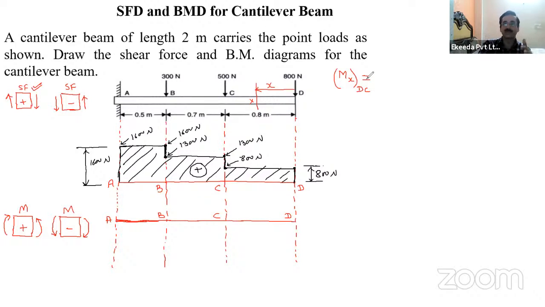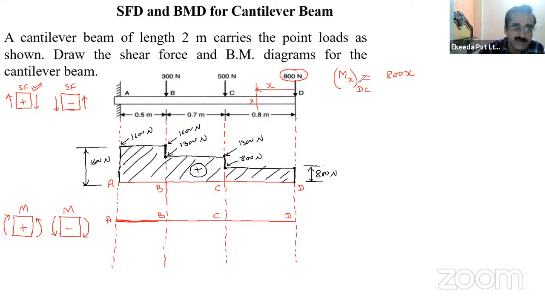So it is easy in the case of a cantilever beam to choose the free end, right? That's why we are taking it to the right of the section. To the right of the section there is only one force, 800 Newton. So the moment of 800 about X is 800 into X. Moment of this 800 is 800X.